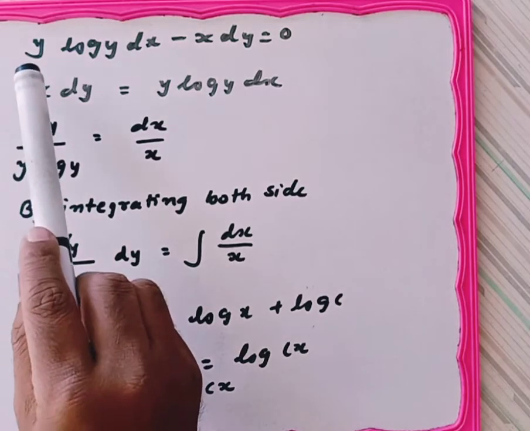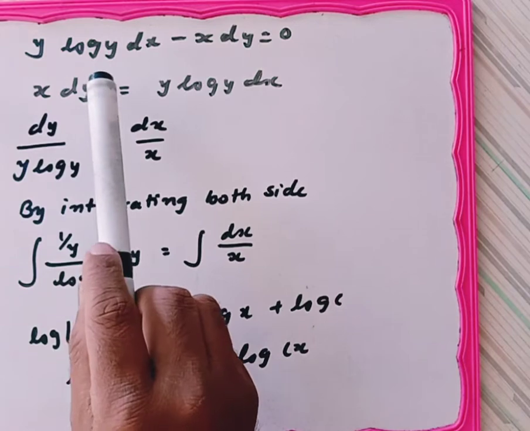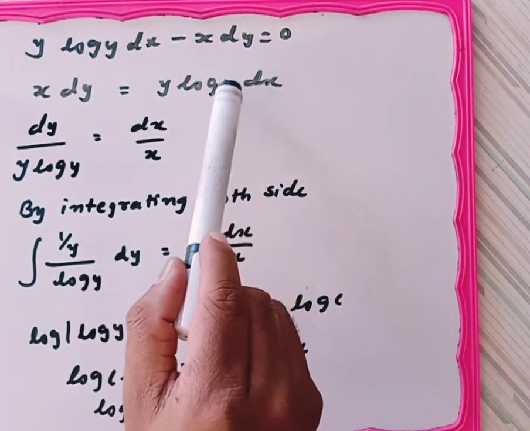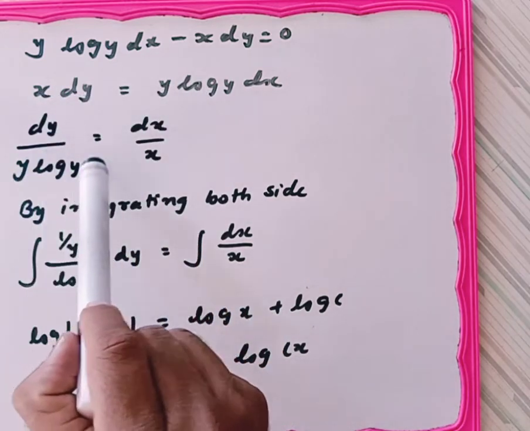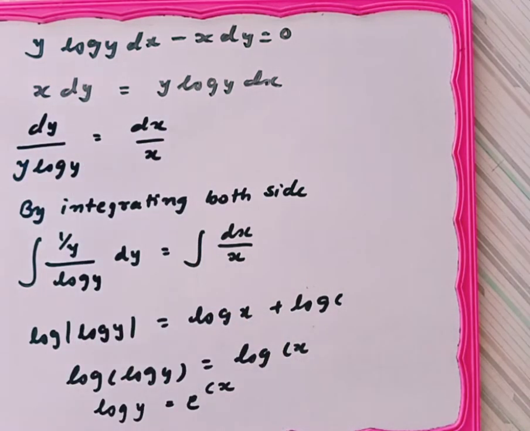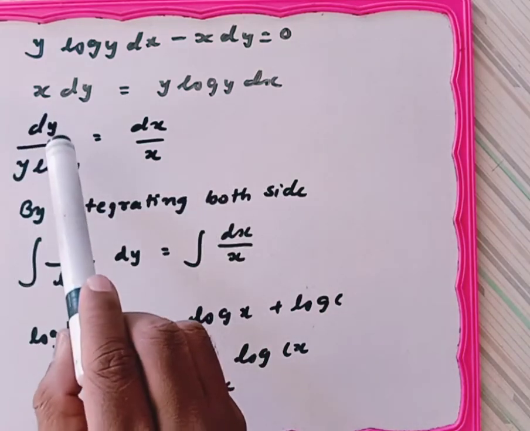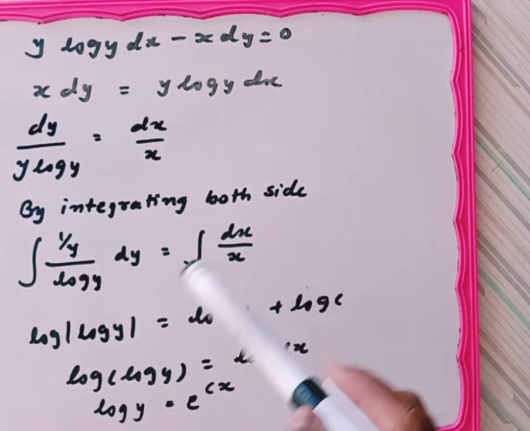Seventh question, we have y log y dx minus x dy equals 0. So to separate the variables, we can write x dy equals y log y dx, and so we separate the variables, then dy upon y log y equals dx upon x. So by integrating both sides, dy upon y log y, we can write 1 upon y log y dy equals dx upon x.